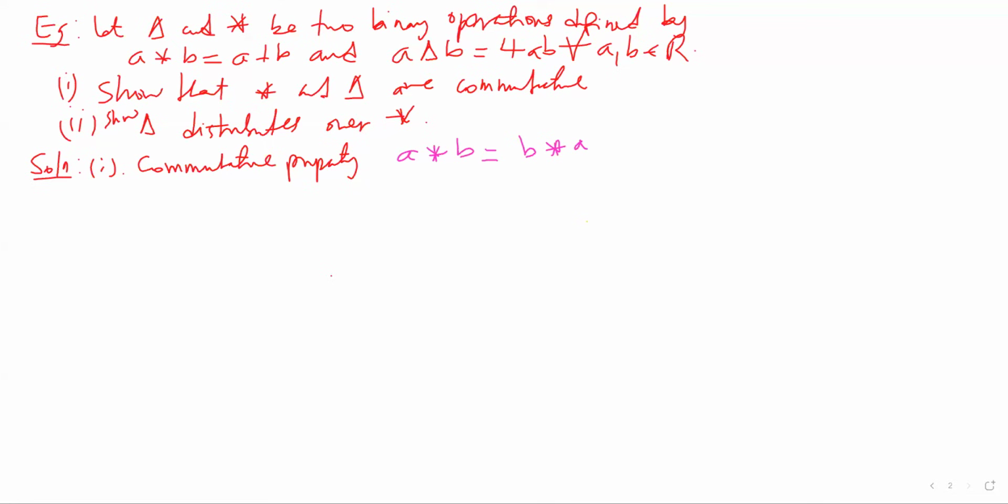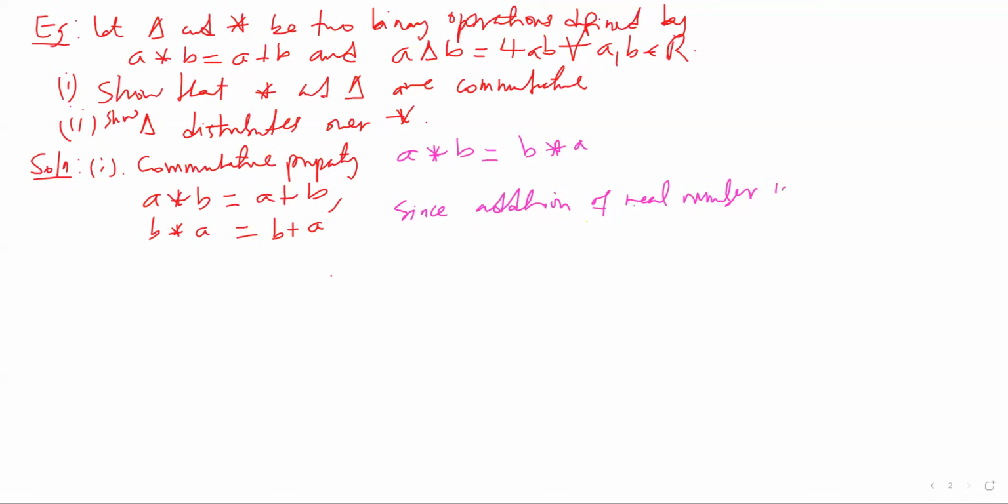So if we take A star B, we will get A plus B. And if we take B star A, we'll have B plus A. And since addition of real numbers is commutative, it's very easy, you don't need to do much. 2 plus 3 is equal to 3 plus 2. So it's commutative.